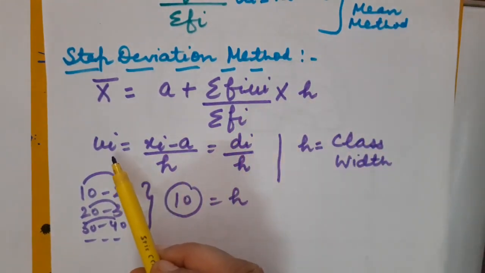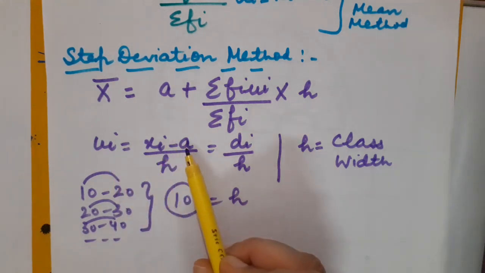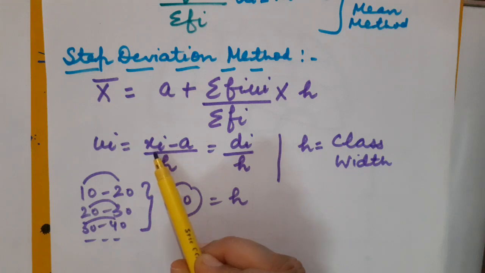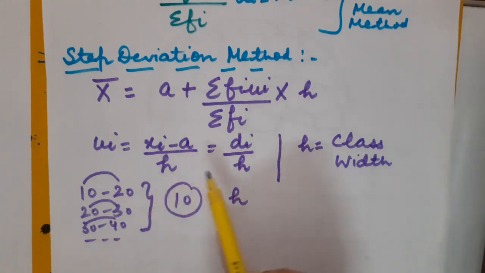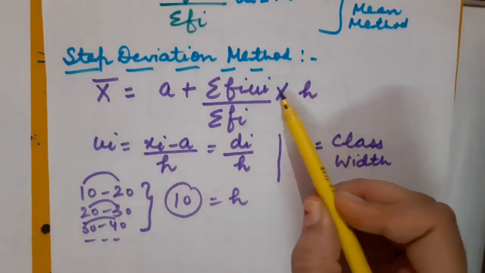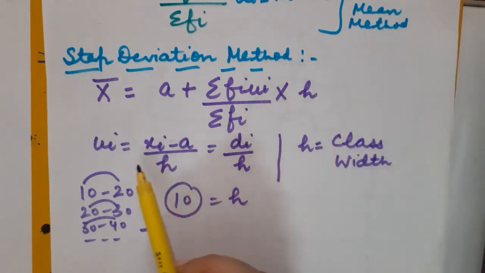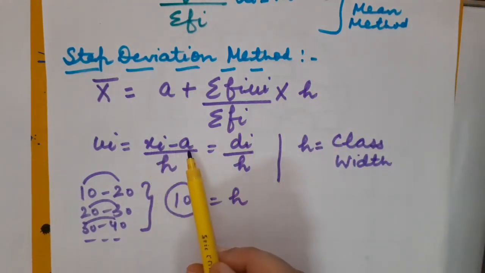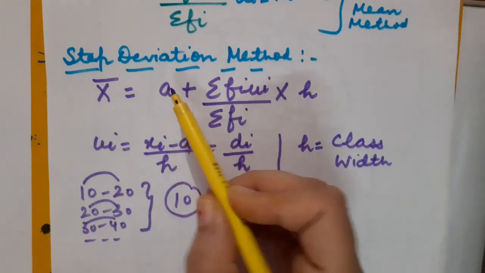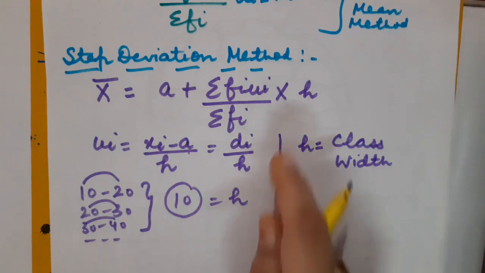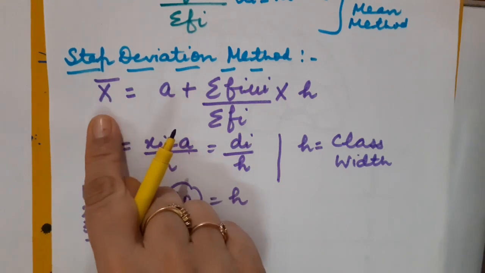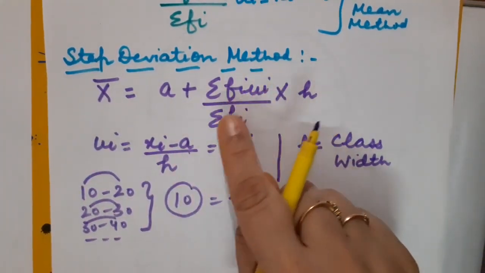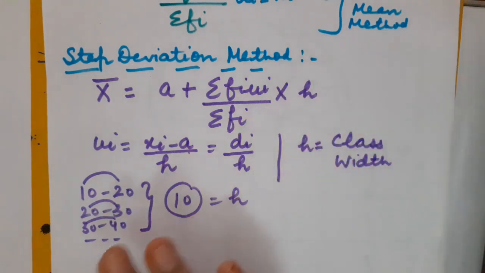Here you can see how did I calculate Ui? I subtracted A from Xi, means assumed mean was subtracted from Xi, that is class mark, and ultimately it was divided by H. So as I am going to divide by H, in formula I will be multiplying by H. Correct? And in Xi minus A I will be subtracting A, so in formula I will be adding A. Means the reverse operation I am going to do to derive the formula. Got it? So let us learn the formula once again. X bar is equal to A plus sigma Fi Ui upon sigma Fi into H. When I will be taking a question, then there will be better clarity of the concept.